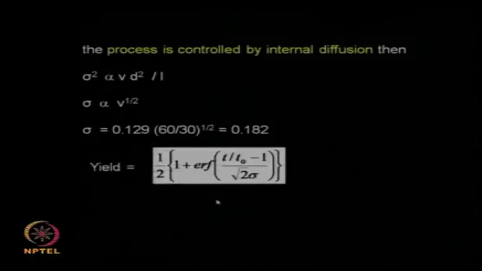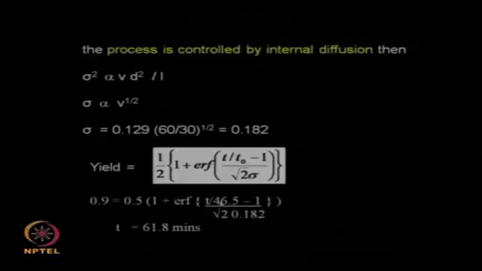Now I go back again to the yield equation, I take yield equal to half of 1 plus erf of (T by T naught minus 1) divided by square root of 2 sigma. Now T naught has gone down, remember I have doubled my flow rate, so T naught has gone down from 93 to 93 by 2, and sigma has gone up from 0.129 to 0.182. So I will substitute new sigma, I will substitute new T naught, and again I calculate this error function, and yield I want 90% or 0.9, so I will calculate what should be my time.